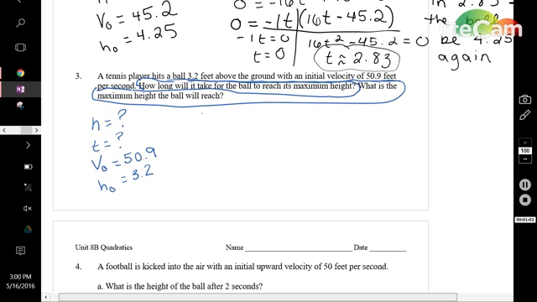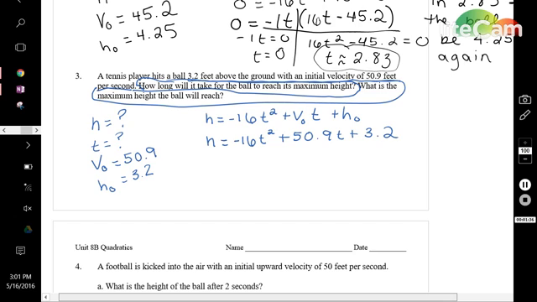Remember the equation discussed in the first video was h equals negative 16 t squared plus v sub 0 t plus h sub 0. We don't know the h value, and we also don't know the t value. We do know velocity, which was 50.9, and we do know the starting height, which was 3.2.